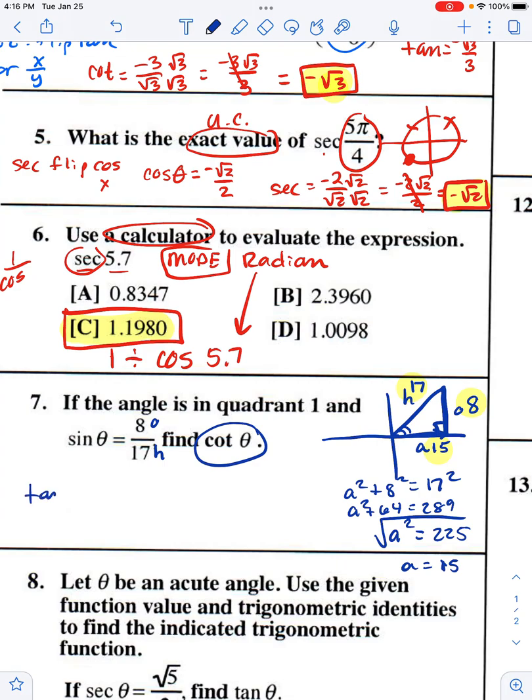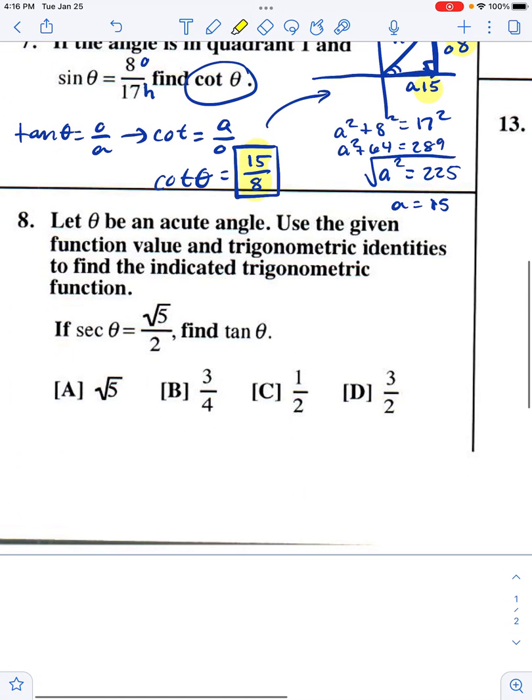And now I look to see, what are you asking? You're asking for cotangent? Okay, well, let me think. I know tangent is opposite over adjacent, so cotangent is going to be adjacent over opposite. All right, go and look. If I look at my triangle, the adjacent is 15, opposite is 8, and you leave it like that. You don't do it as a decimal, you don't do it as a mixed number, you just leave it as this. Okay, so this is the same kind of thinking.